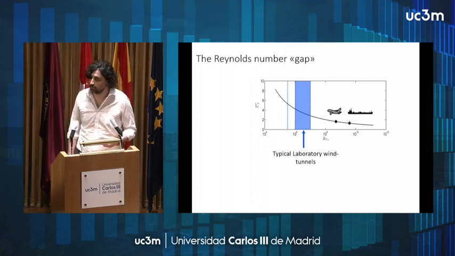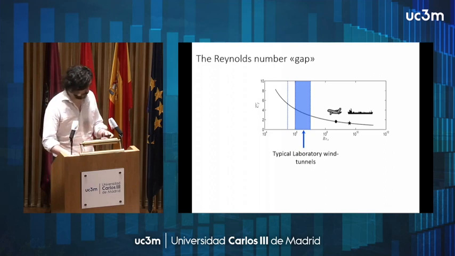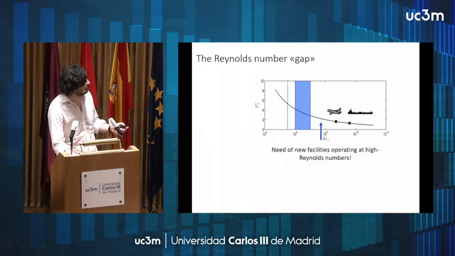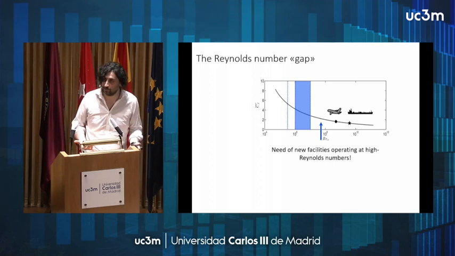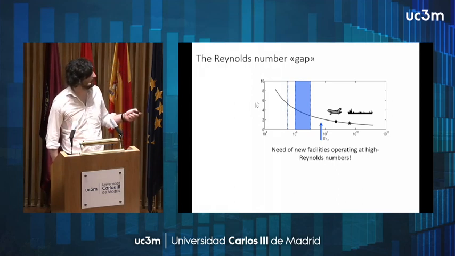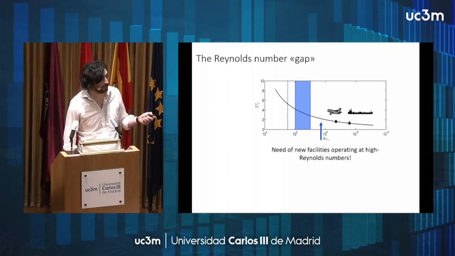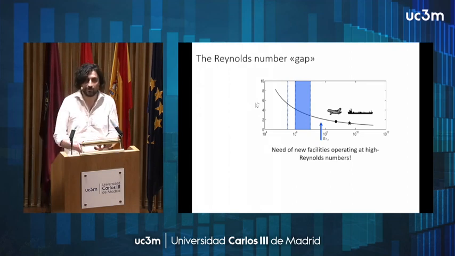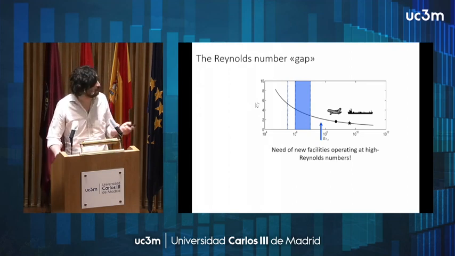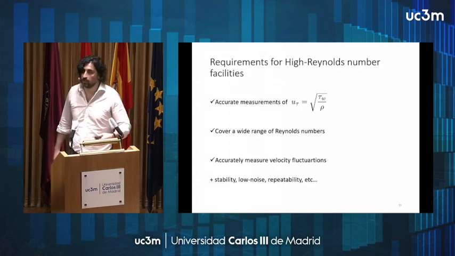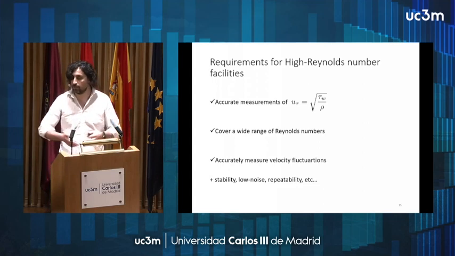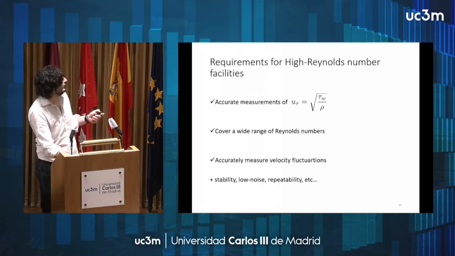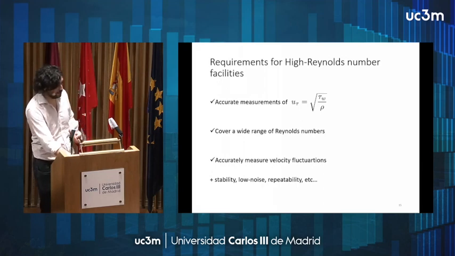And this is not always easy, also because there might be things happening in between that are not fully understood. So there is a need for new facilities operating at high Reynolds number. Okay? So there is a gap between the typical laboratory experiments and the application. Why is there this gap? Of course, it's not because we are lazy and just want to make a small experiment, but because there are a number of challenges associated with designing facilities that are optimized to measure in a range of high Reynolds number. In particular, let's discuss what the requirements for a high Reynolds number facility are.